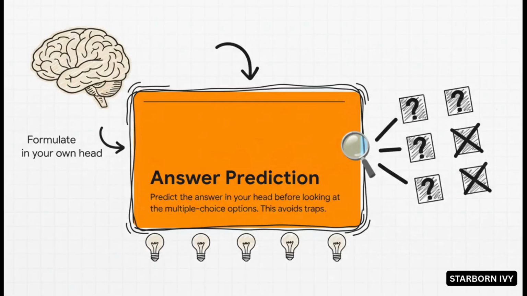Now, this next one is a total game changer. It's called answer prediction. After you read the question, go to the data and find the answer for yourself. Just figure it out and say it in your own head. Only then do you look at options A, B, C, and D. This makes you practically immune to those really tempting but wrong answer choices we talked about.